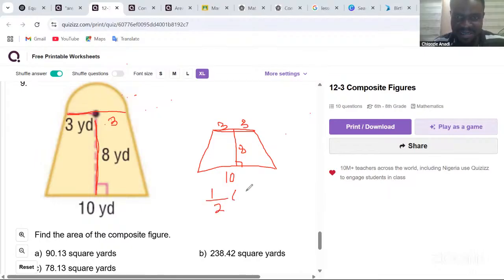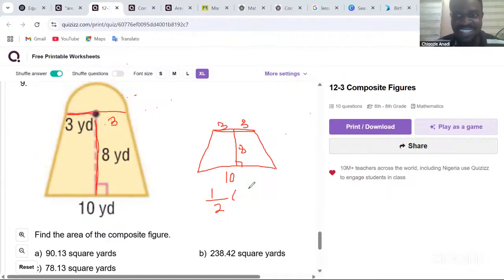Half B1 plus B2 times height. You have 10 plus 6, which will give you what? You didn't add your B1 and B2 together, you just multiplied them. That's why. We're meant to have B1 plus B2, which gives 16. I did B1 times B2. No, not times. You're meant to add it. So 10 plus 6 will give you 16.